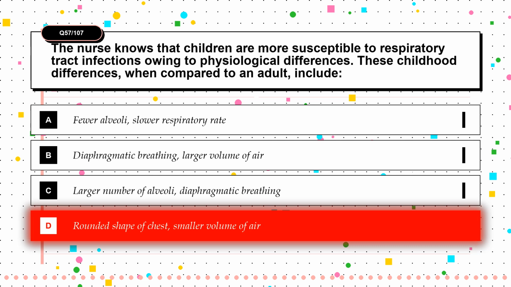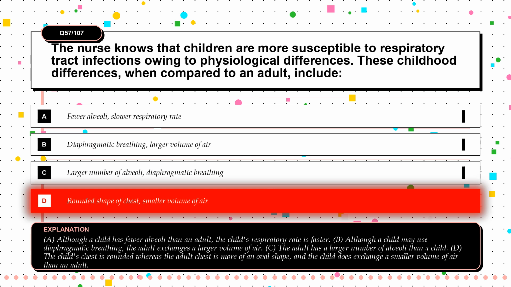The correct answer is option D. Rounded shape of chest, smaller volume of air. Although a child has fewer alveoli than an adult, the child's respiratory rate is faster. Although a child may use diaphragmatic breathing, the adult exchanges a larger volume of air. The adult has a larger number of alveoli than a child. The child's chest is rounded whereas the adult chest is more of an oval shape, and the child does exchange a smaller volume of air than an adult.